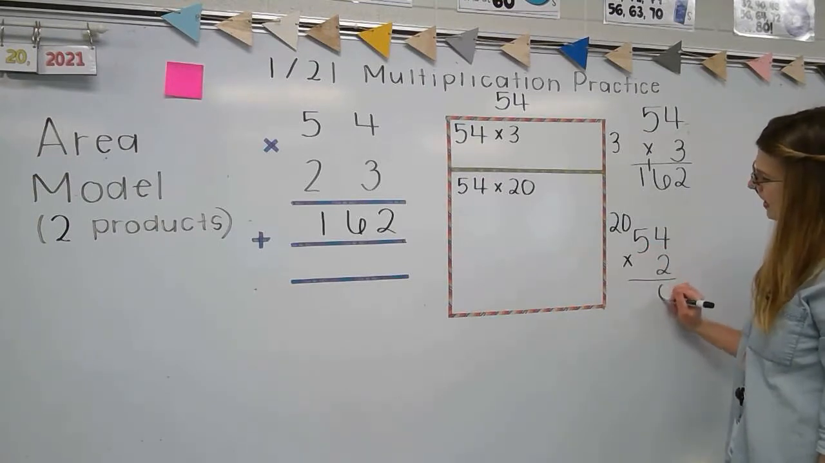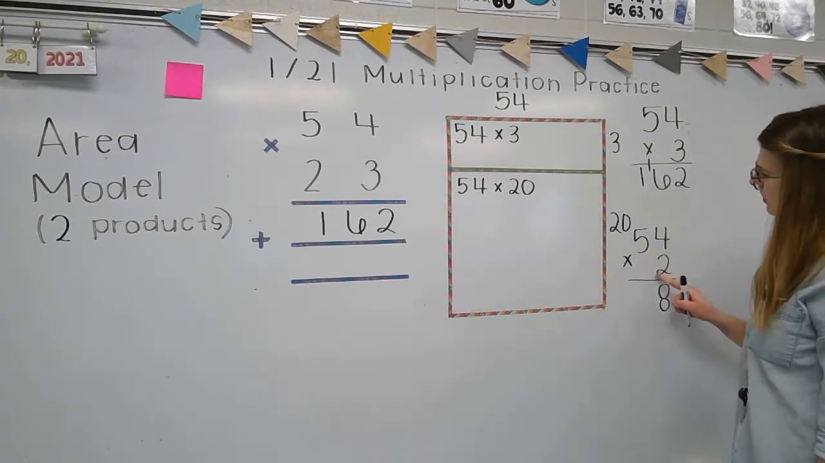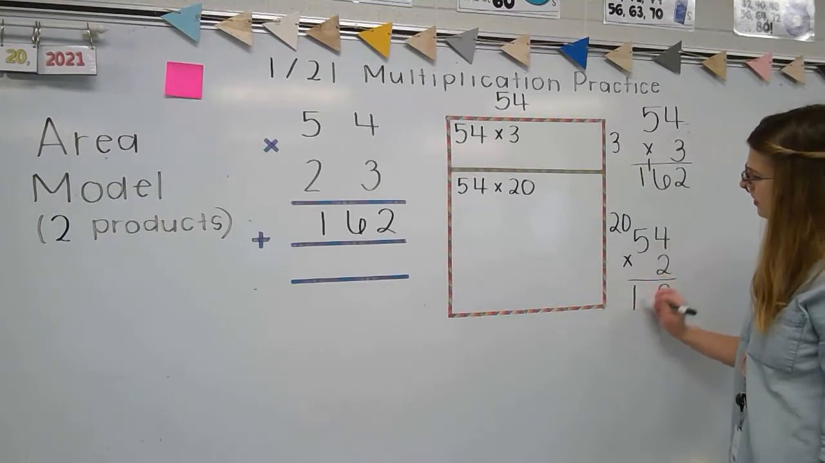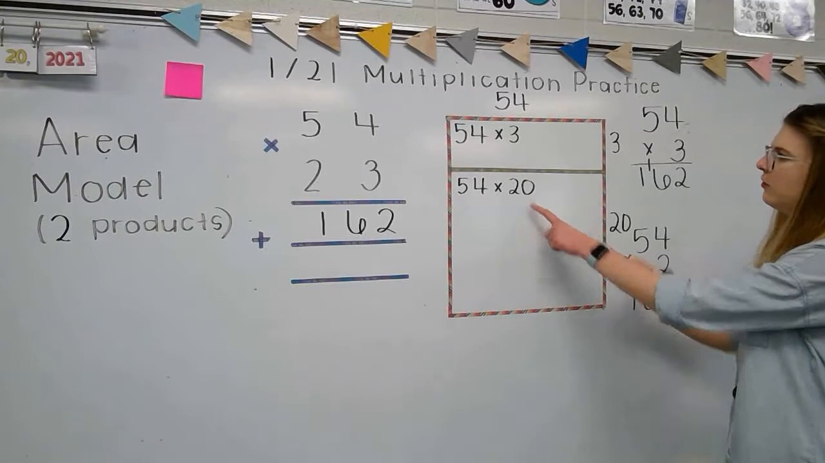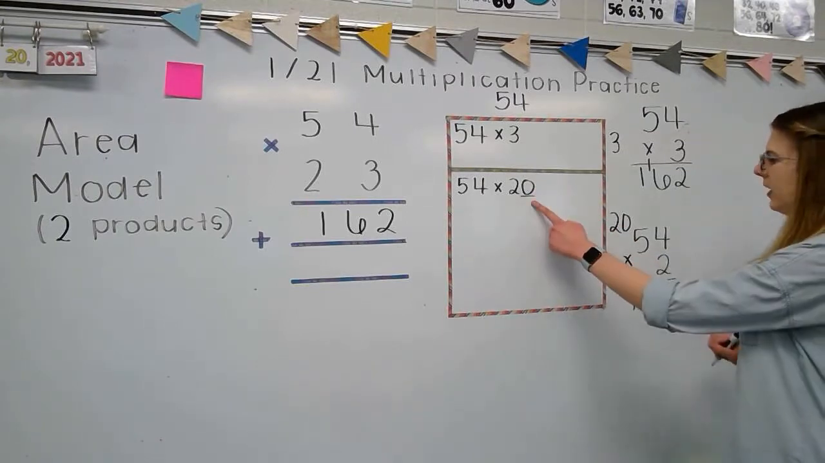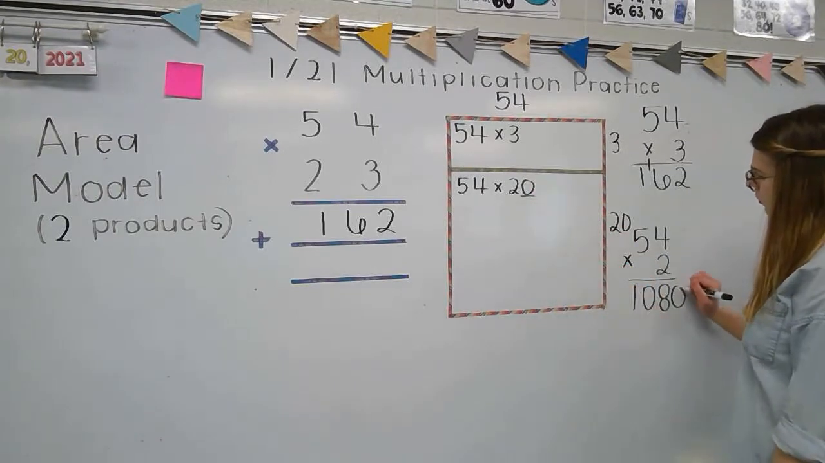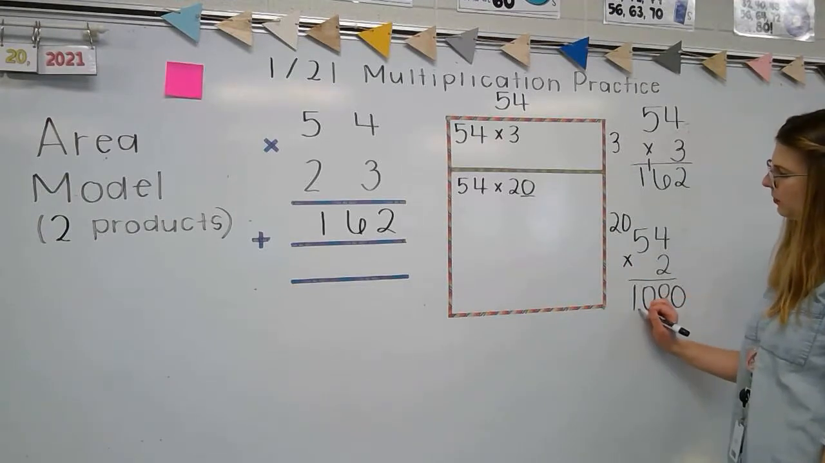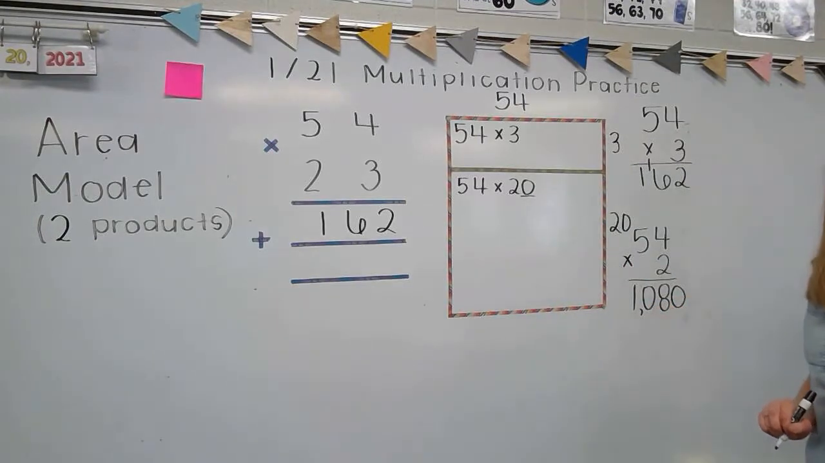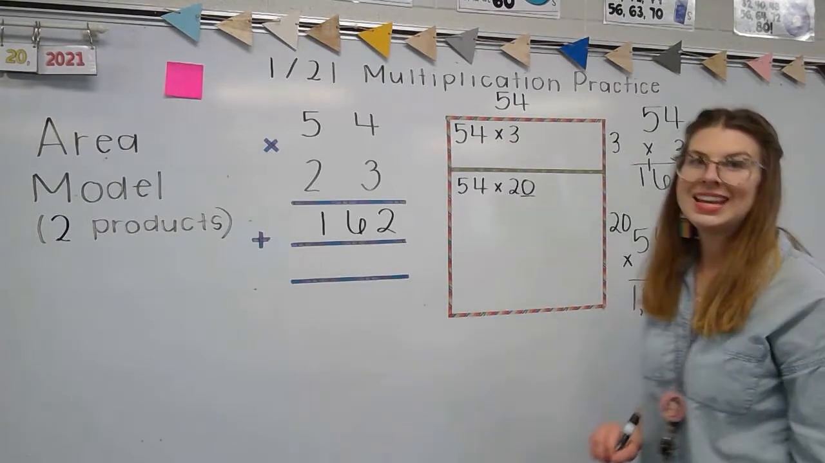4 times 2 is 8. 2 times 5 is 10. If I multiply everything I have by this group of 10, I'm going to put an extra 0 at the end of my answer. 1, 2, 3, whee! For a total of 1,080.